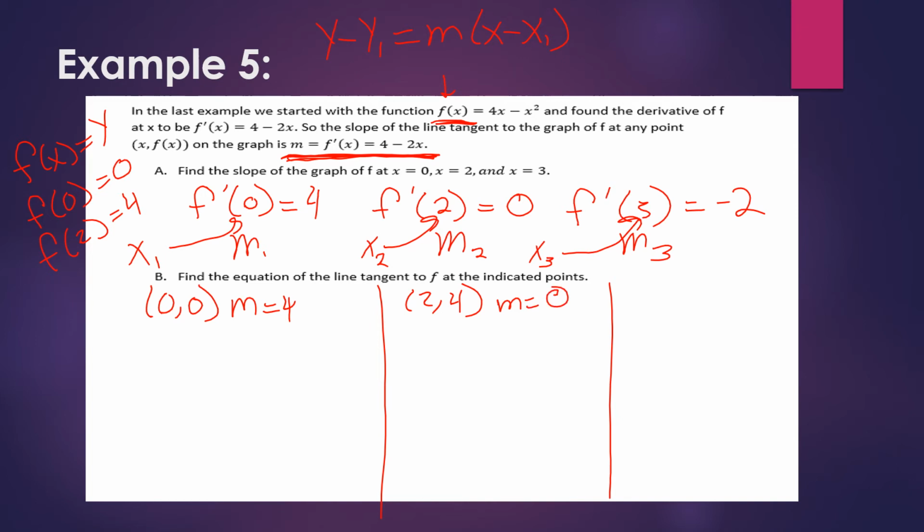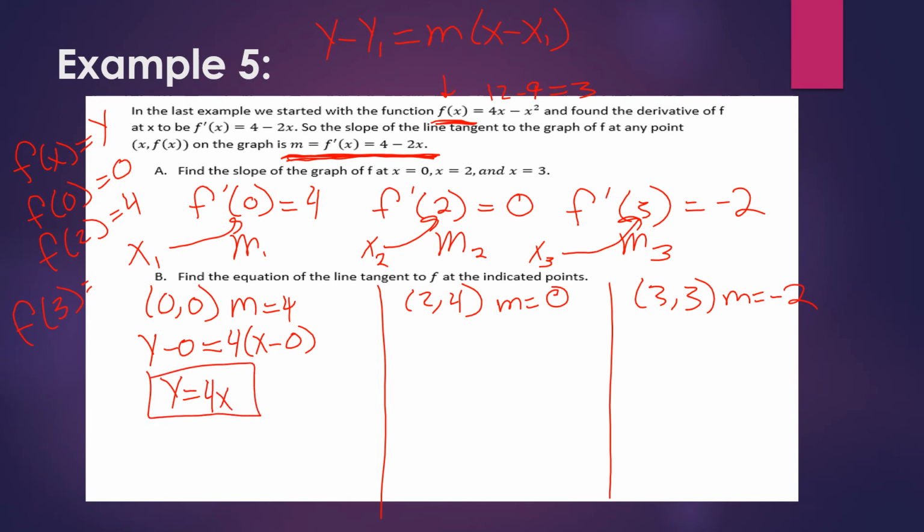And then if I were to plug in 3, f of 3, 4 times 3 is 12, minus 9 is 3. So it's going to be the point (3, 3), and I have a slope of negative 2. So for the first one, it's y minus y1, so y minus 0, equals m, 4, times x minus x1, which is 0. So this is going to be y equals 4x. So that's my first tangent line.